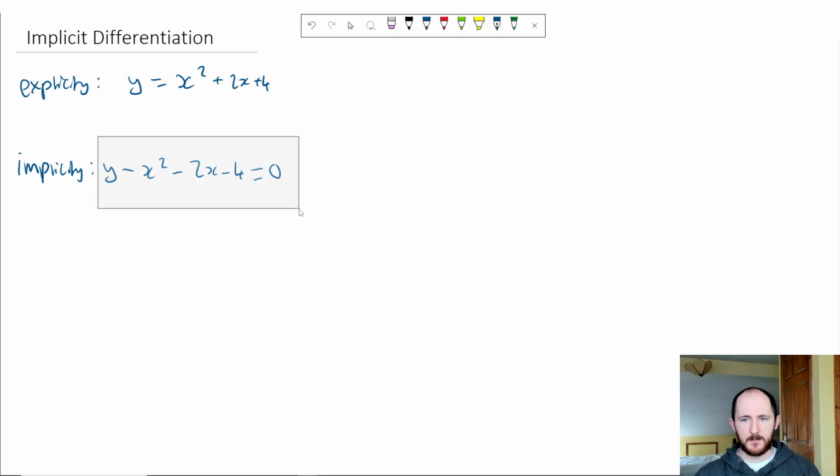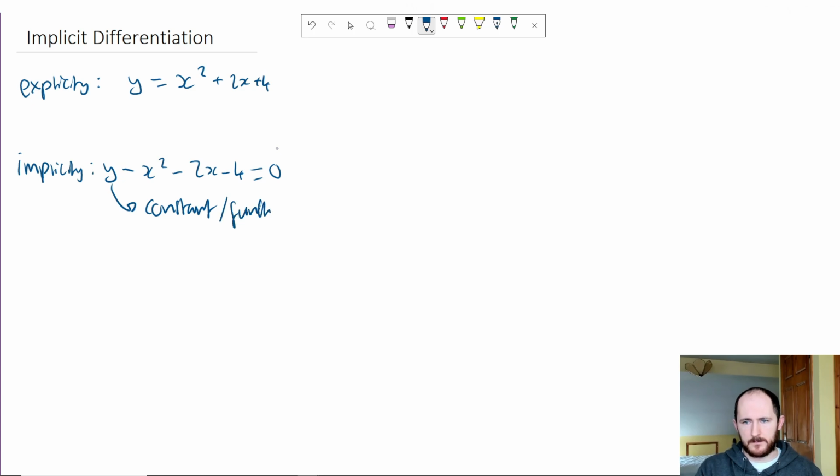But in this case here, because it's not clearly defined what y is, if it is a function of x or if it's a constant, so we don't know if it's a constant or a function. And because we don't know that, when we differentiate, we can make mistakes.